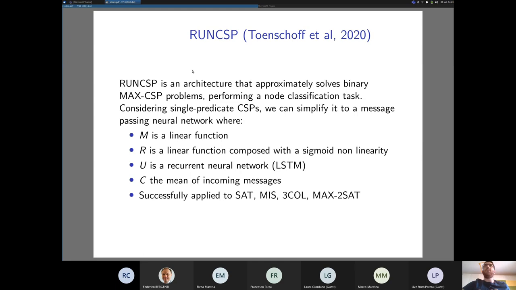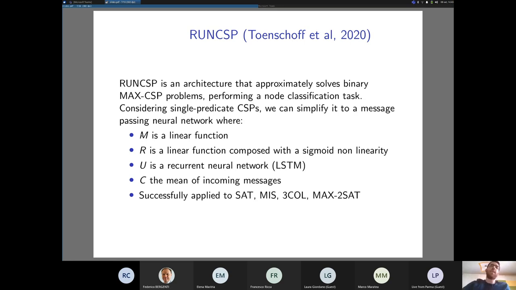In fact, it basically is not a single message passing architecture, but a set of message passing neural networks that operate with different edges, but on the same set of nodes. However, if the constraint satisfaction problem instance at hand uses a single constraint predicate, then the whole architecture simplifies to exactly what I've described before.